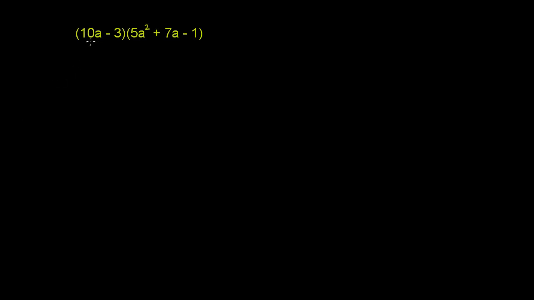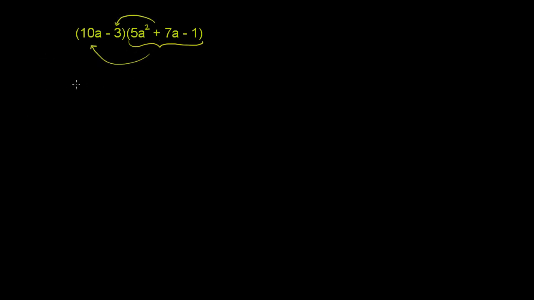We are multiplying 10a minus 3 by the entire polynomial 5a squared plus 7a minus 1. So to do this, we can just use the distributive property. We can distribute this entire polynomial, this entire trinomial, times each of these terms. We could have 5a squared plus 7a minus 1 times 10a, and then 5a squared plus 7a minus 1 times negative 3. So let's just do that.